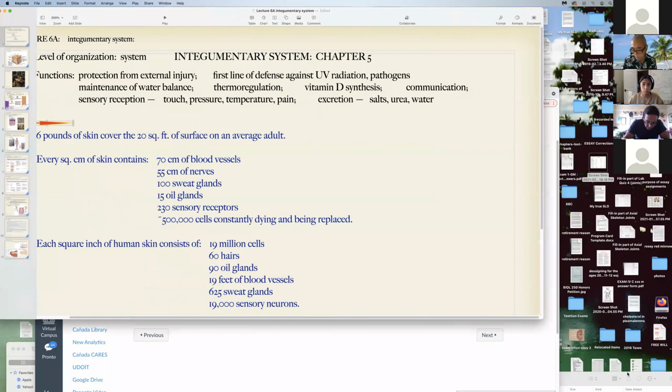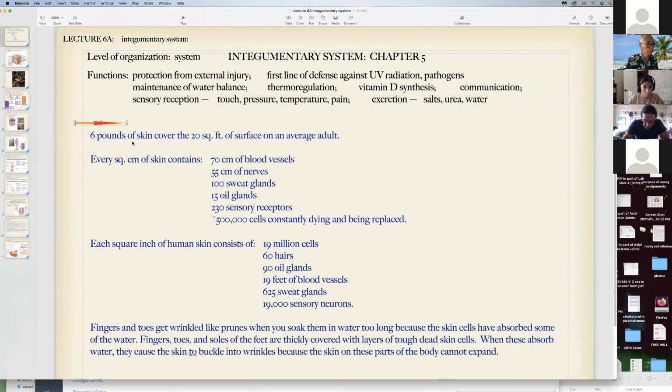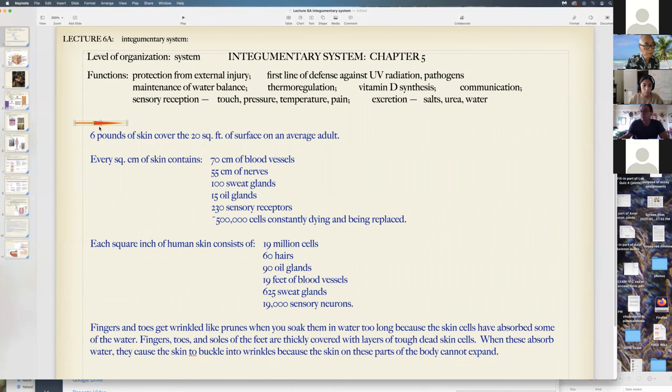I'll start with a quick look; most likely I may be able to get to most of the integumentary system. Okay, integumentary system is in your second lecture exam. So major functions of this: it's said to give you protection from external injury. So the first line of defense against the ultraviolet radiation, as well as pathogens. Pathogens are disease-causing agents. Maintenance of water balance.